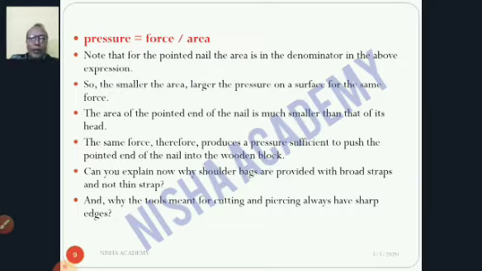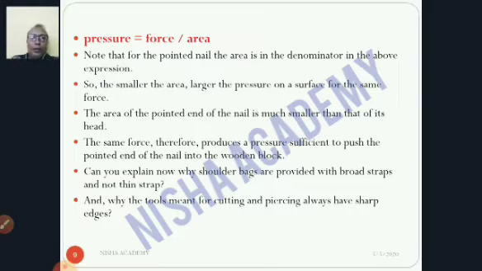So now again define pressure. Pressure is equal to force divided by area. Note that in the pointed nail, the area is in the denominator in the above expression. So where the area is smaller, the pressure will be larger. The area of the pointed end of the nail is much smaller than the head. So for the same force, the produced pressure is sufficient to push the pointed end of the nail into the wooden block. So this is what about the pressure.